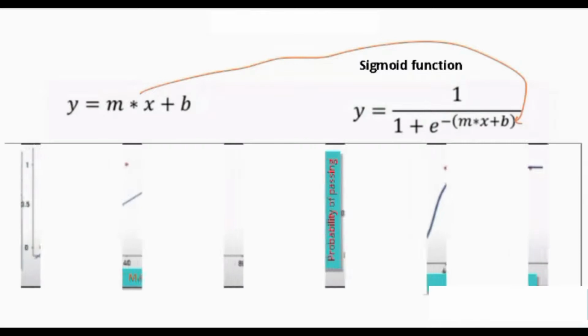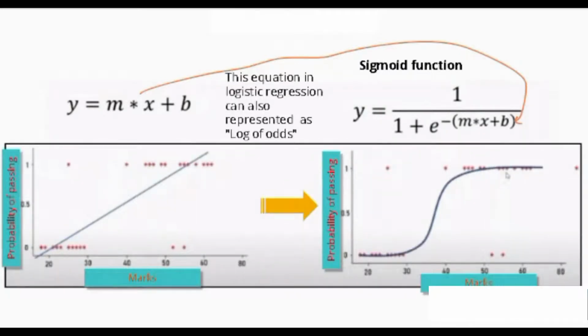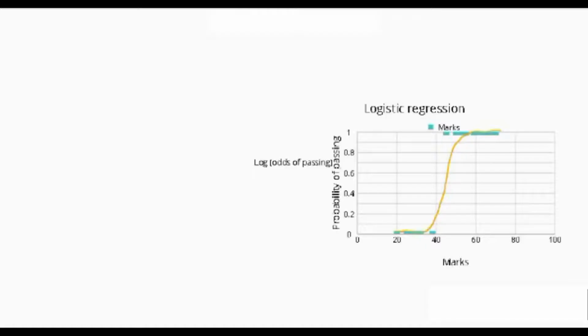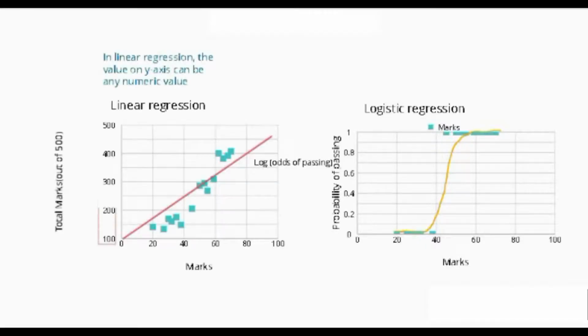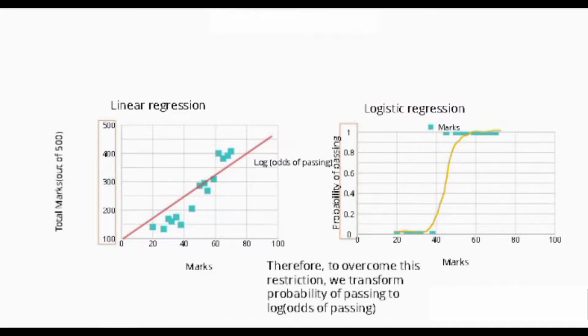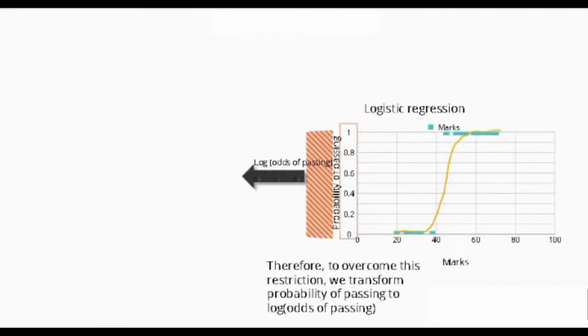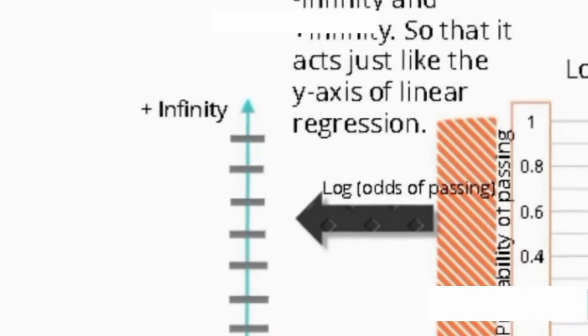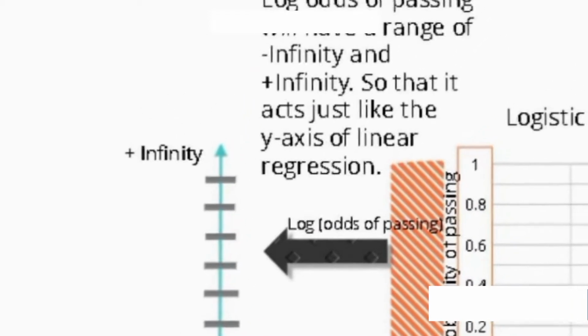The linear regression can also be represented as log of odds in logistic regression. Let's discuss what log of odds is and why we need it. In linear regression, the value on the y-axis can be any numerical value. However, in logistic regression, the probability values on the y-axis are restricted between 0 and 1. Therefore, to overcome such restriction, we transform probability of passing into log odds of passing. Log odds of passing will range between negative infinity and positive infinity so that it acts just like linear regression.